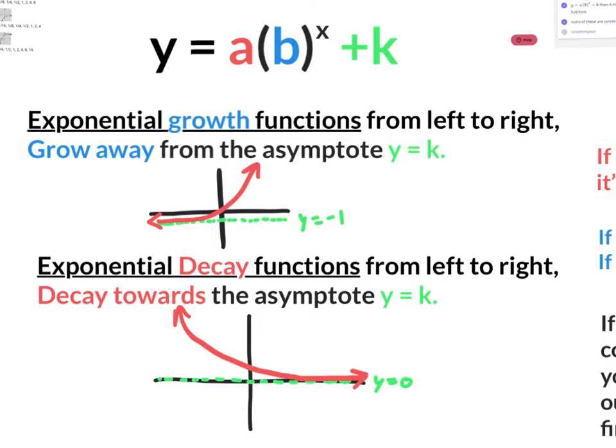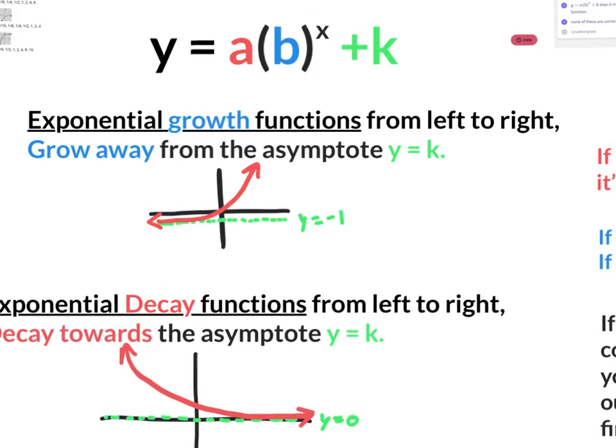So remember that there's several questions on the quiz. I just show you a graph and I say which ones are growths, which ones are decays. So you got to look at it from left to right, okay? And if it's growing away from the asymptote, then it's a growth function. If from left to right it decays towards the asymptote, then it's a decay function.